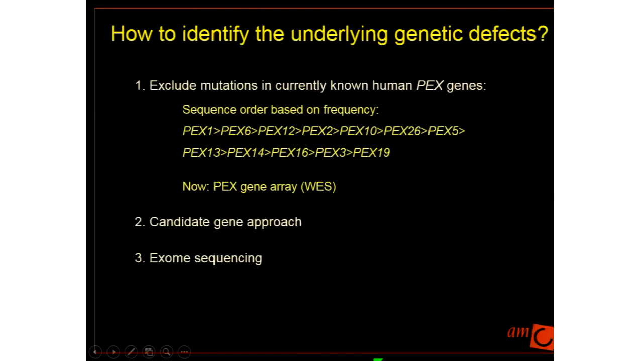And so how did we find the defects in these cells? We first decided to exclude mutations in the PEX genes that we knew at that time. And we did that at the time in sequence order based on the frequency that we have found patients with these defects. But nowadays we have a PEX gene panel available for that, so that we can immediately sequence all the PEX genes. And if we don't find mutations in one of these PEX genes, then of course we come up with a candidate gene approach for what other gene may be affected in these patients. And if that doesn't work out, then we continue with exome sequencing.